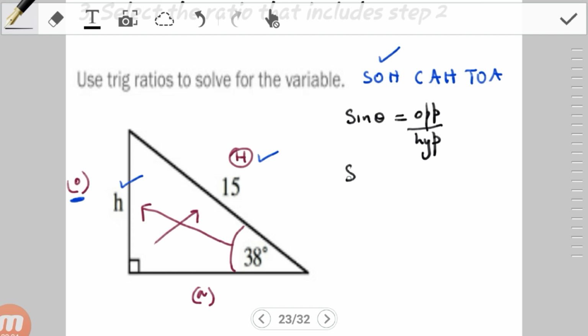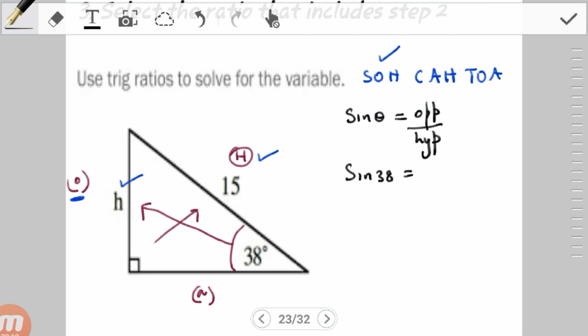So we know that the sine of 38 degrees is going to be equal to the opposite side, which in this case we do not know. So we can call it h as indicated on the diagram, and we're going to be dividing that here by the hypotenuse, which is 15.